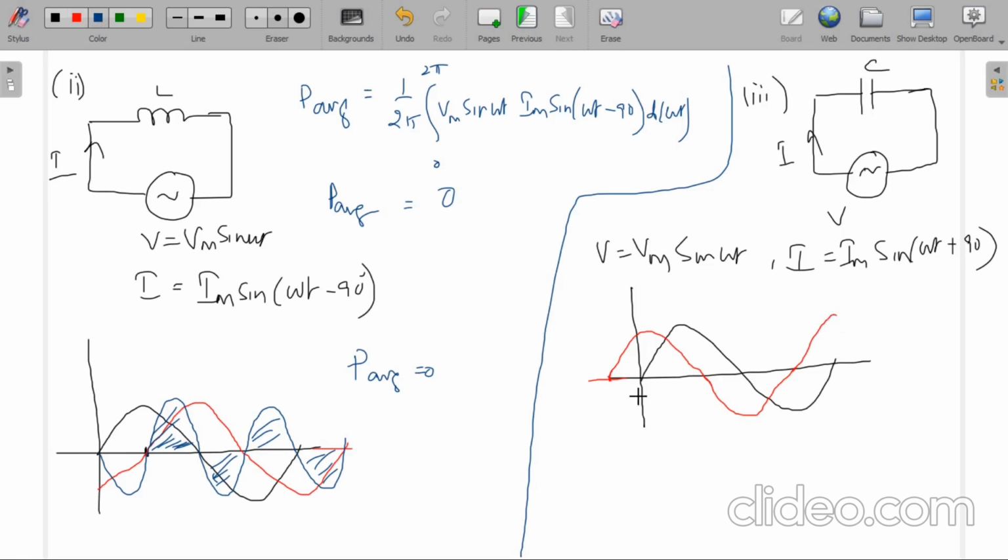Coming to the power, you are going to have the power waveform like this.